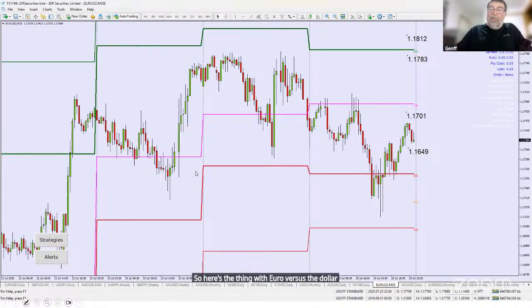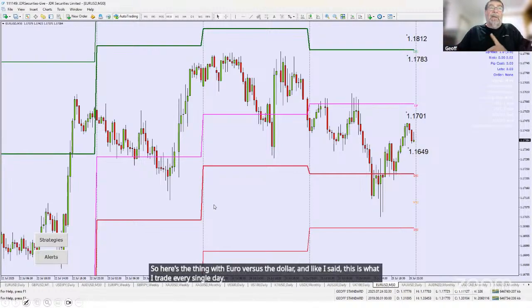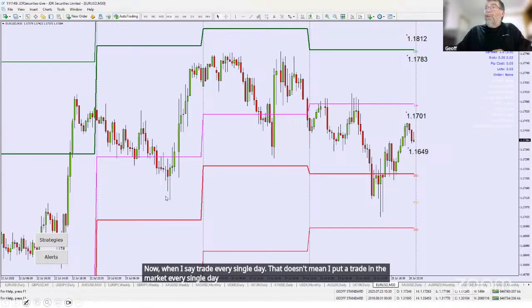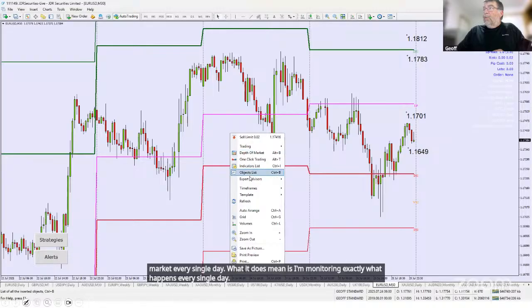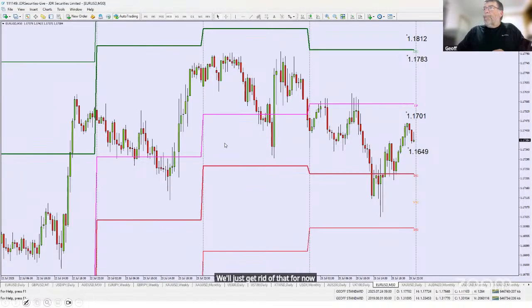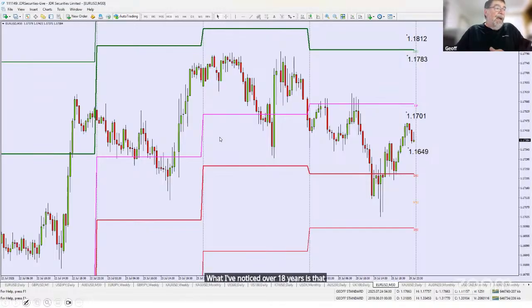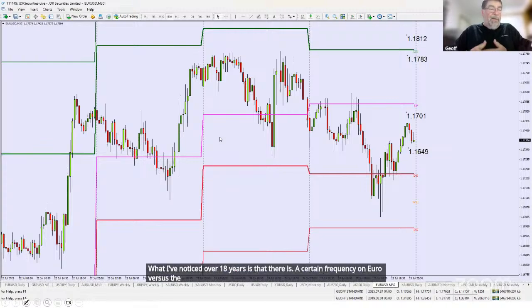So here's the thing with euro versus the dollar. And like I said, this is what I trade every single day. Now, when I say trade every single day, that doesn't mean I put a trade in the market every single day. What it does mean is I'm monitoring exactly what happens every single day. And what I noticed over, how long have I been trading? 18 years. What I've noticed over 18 years is that there is a certain frequency on euro versus the dollar that gives us a huge advantage in being able to trade it.